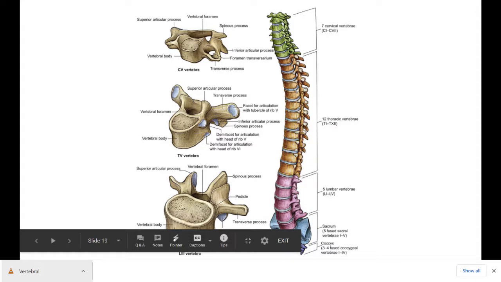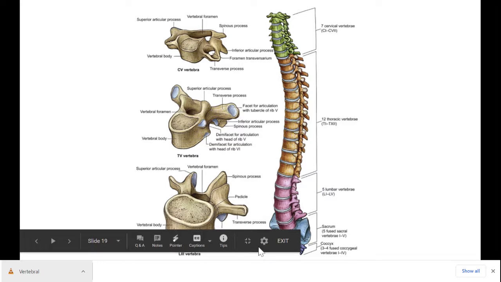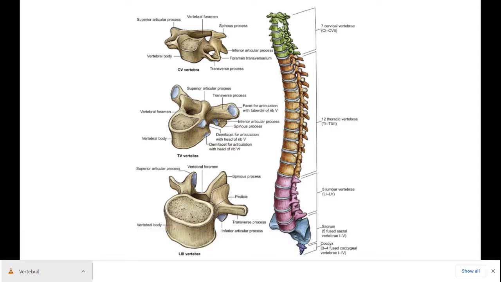Okay, in my previous video, I went through a lot of the general information of the vertebral column, then got into this slide where we were discussing the difference between a cervical, a thoracic, and a lumbar vertebrae. One thing I forgot to mention with cervical vertebrae, C1 to C7: C1 is the atlas, C2 is the axis. I'm going to talk about those here in a minute.